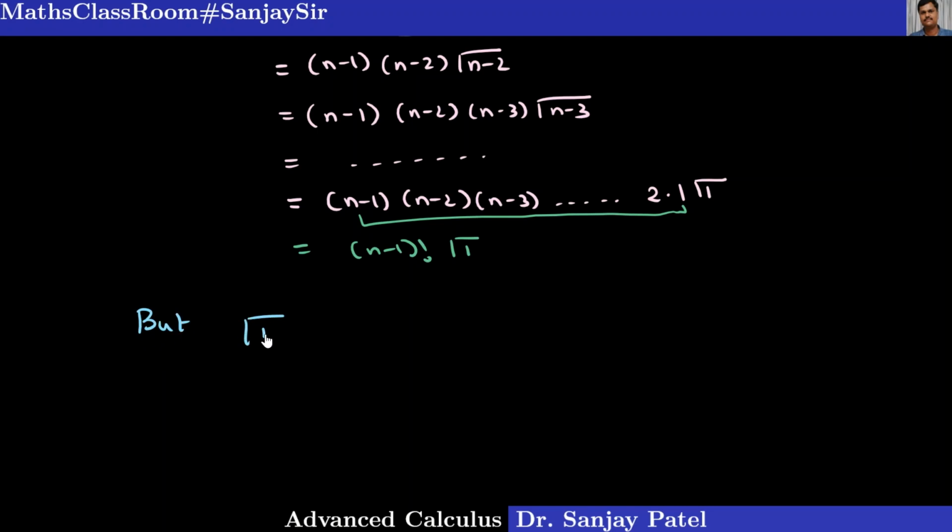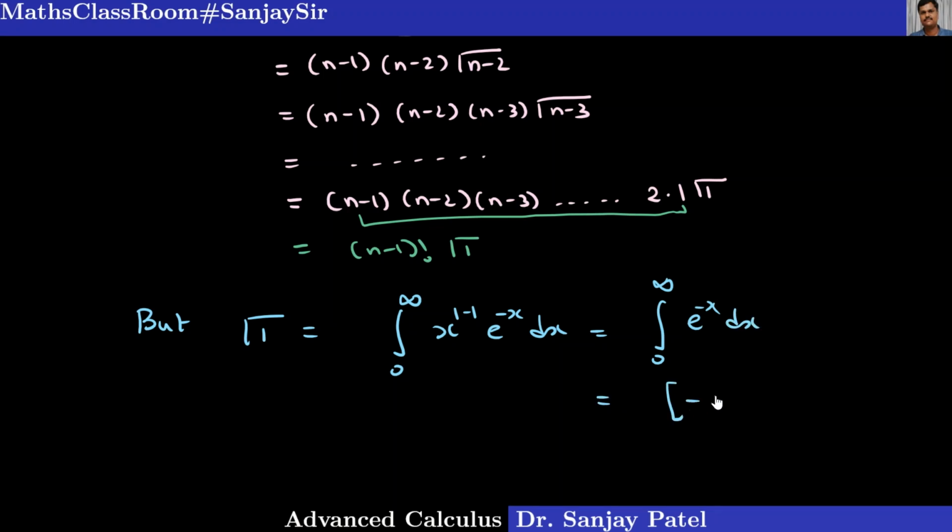Just another important value you can remember, gamma 1. By definition, gamma 1 is the integral from 0 to infinity of x raised to 1 minus 1 into e raised to minus x dx, which is equal to the integral from 0 to infinity of e raised to minus x dx. And this integral is minus e raised to minus x from 0 to infinity. So we get minus e raised to minus x at x equal to infinity, and minus of minus e raised to 0.